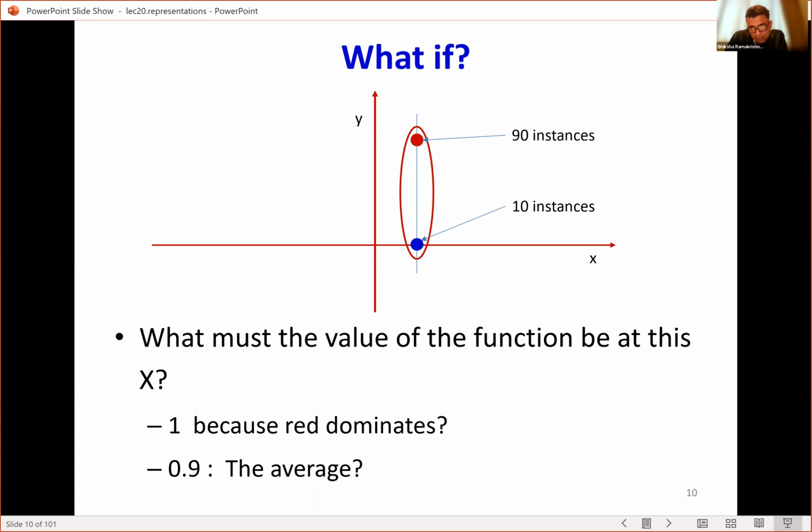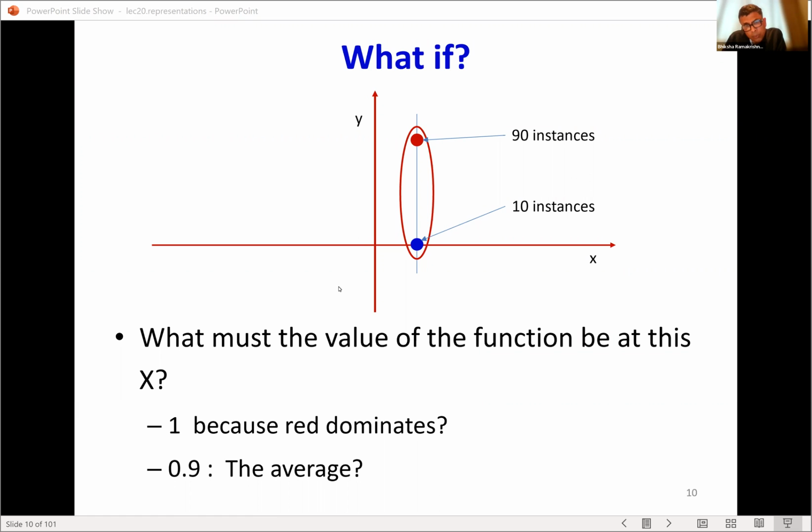Can someone answer that question? Which of these two would make more sense? So the 0.9, right? That's because it gives you more information. You can indeed derive the fact that the majority are 1 from this 0.9, but it gives you more information about the nature of the data.